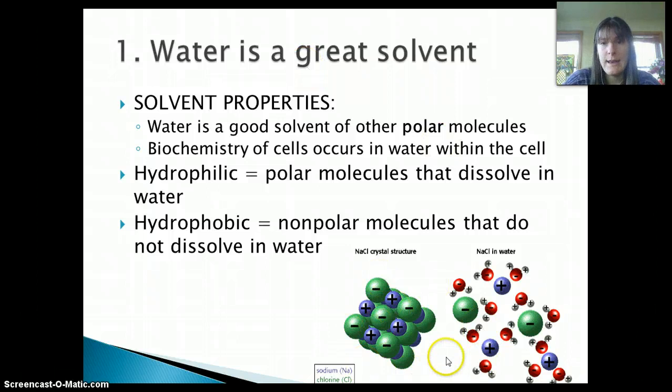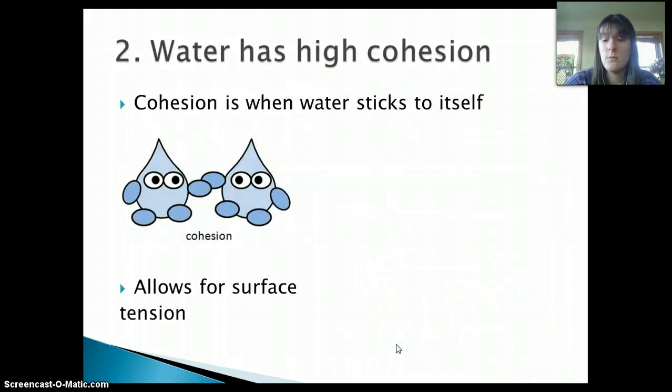Here's an example of how water will get in and dissolve something. So here is NaCl, that's salt, which is dissolvable in water.